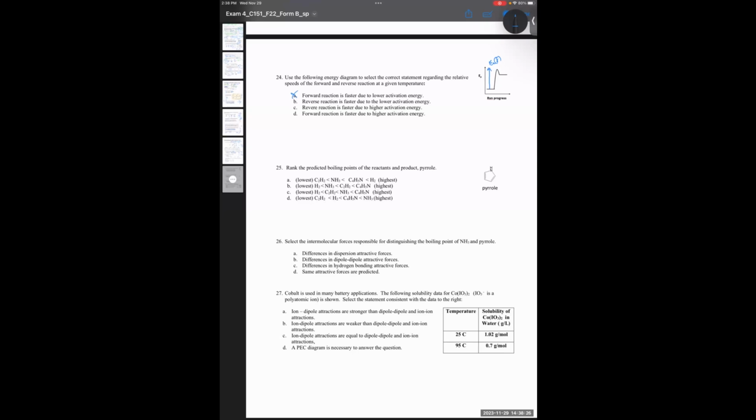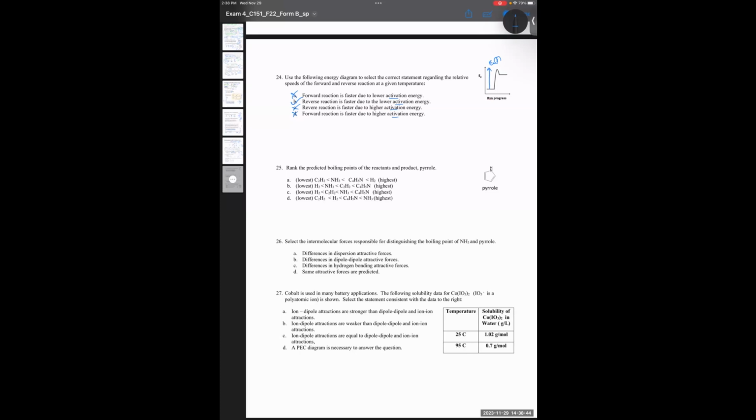Because they're talking about activation energy in all cases, right? Reverse reaction is faster due to the lower activation energy. That is correct. Reverse reaction is faster due to the high. No. Forward reaction is faster. No. Due to the activation higher or lower. That's not correct. So the correct answer is option B.